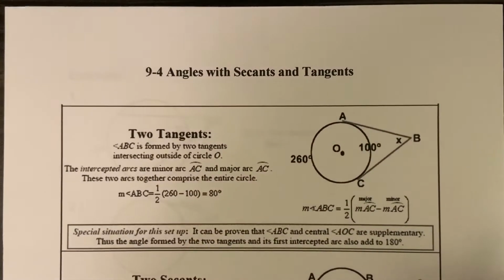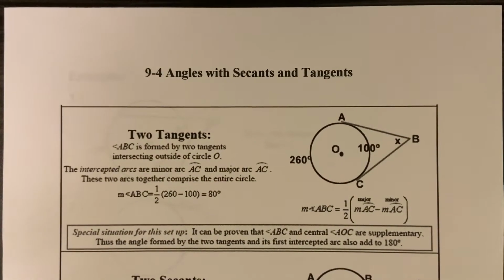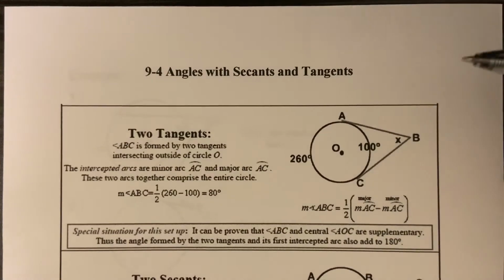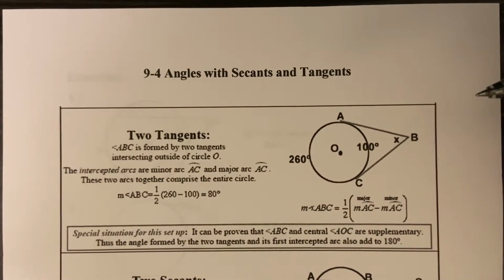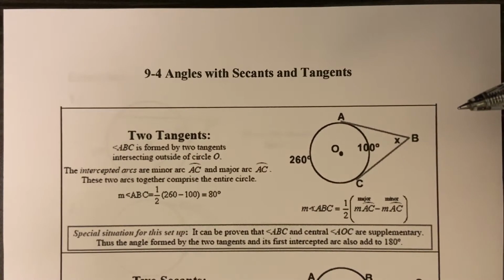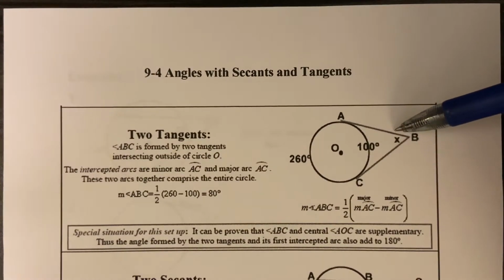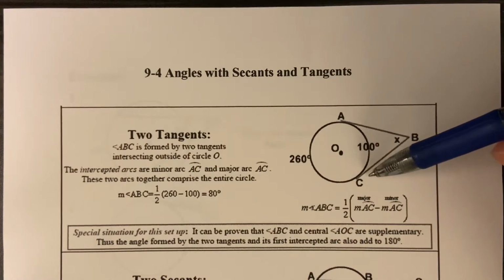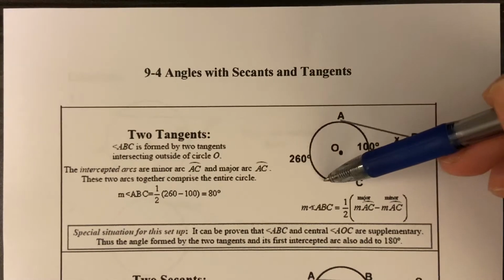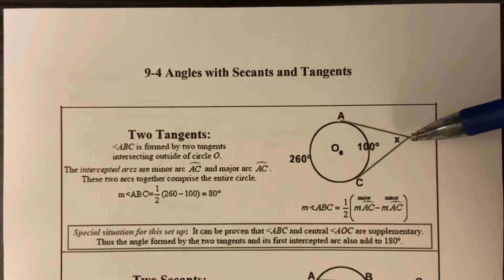This is lesson 9.4, angles with secants and tangents. For this lesson, it's the same rule, no matter whether you have secants or tangents. This is an example of two tangent lines. A tangent line is a line that intersects a circle in one spot. As soon as it passes through it in two spots, that means it's a secant.